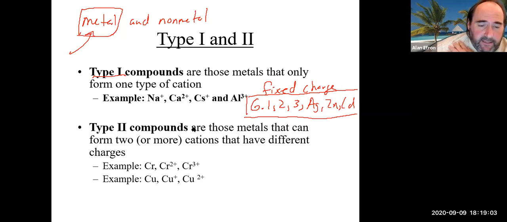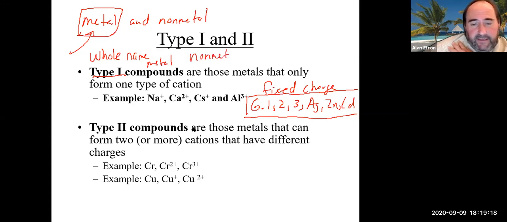And the nice thing about a type 1 compound, as we will see, is that to name it, you pretty much use the whole name of the metal. And then the non-metal, you drop the last part of the name and you put the IDE on it. So type 1: whole name of the metal, and the non-metal gets the IDE at the last part of it. And that is all you have to worry about in terms of naming it.